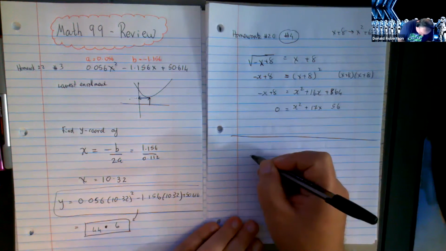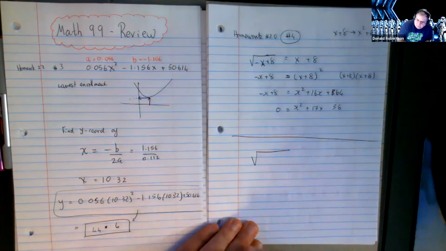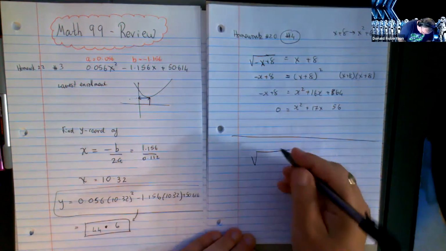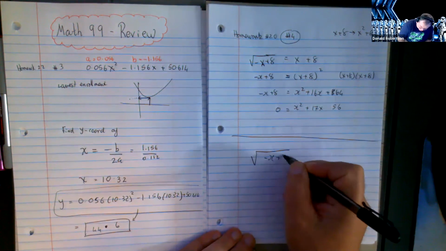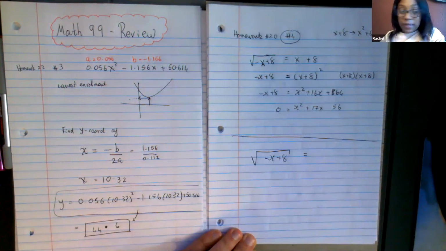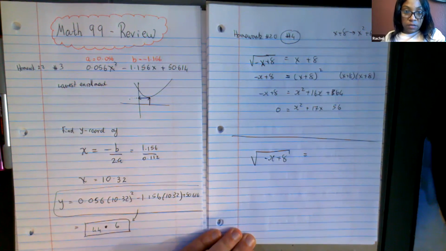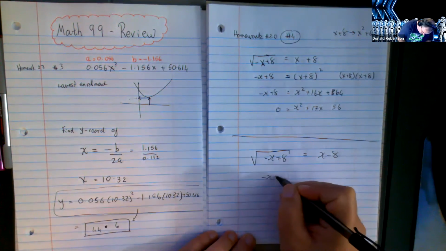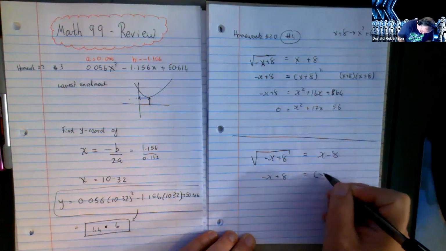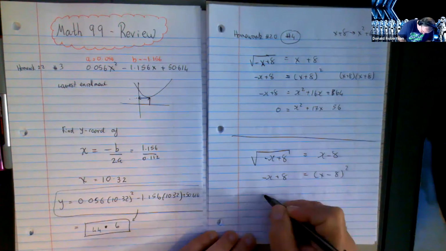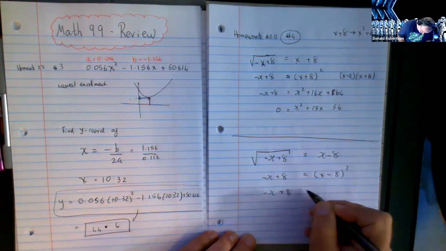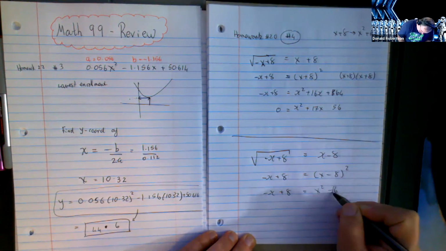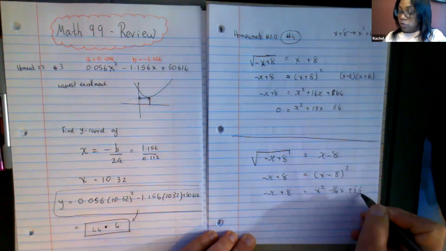Okay, we'll start again. What goes inside the square root? That negative 8 plus 8. Okay, so that's the same. And what's it equal to? X minus 8. Okay, no, that's fine. If you square both sides, if you FOIL that, you will eventually get this guy. This is what I have.